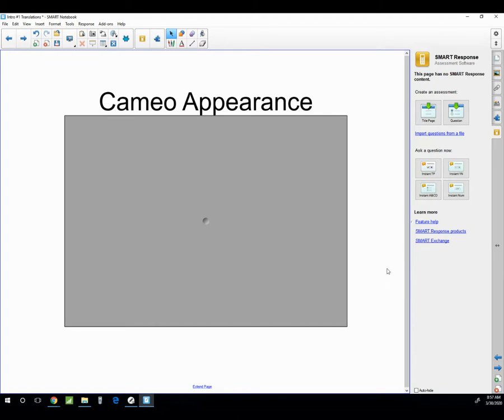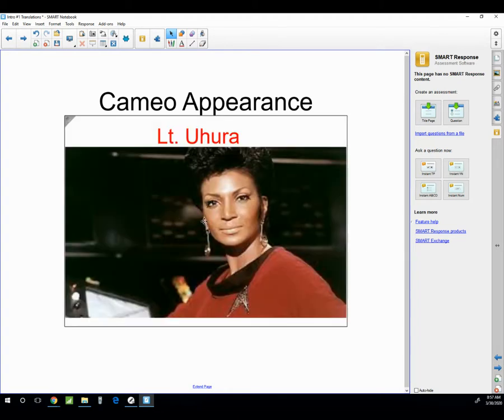Let's look at our cameo appearance. Let's see who it is. Lieutenant Uhura from Star Trek. All right, that makes me want to go watch Star Trek 4. I think I'll do that.